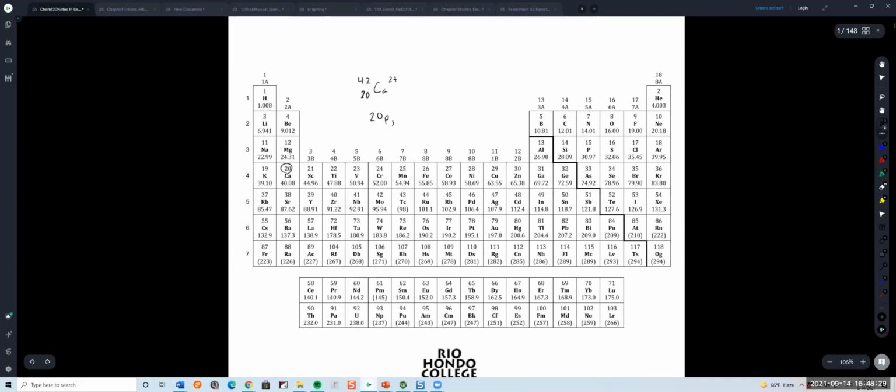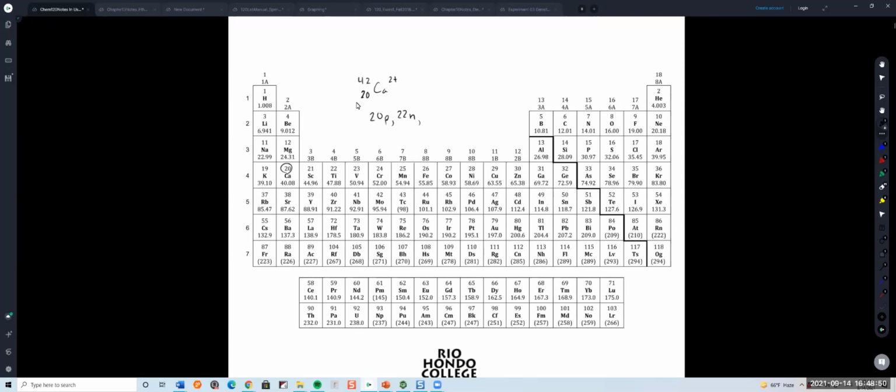How do I find the number of neutrons? Subtract. Yeah, the mass number, which is 42, minus the atomic number 20. So 42 minus 20 would be 22 neutrons. And how many electrons? 20.